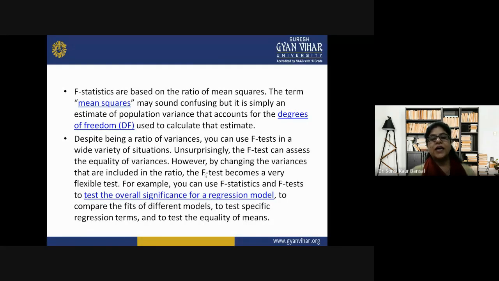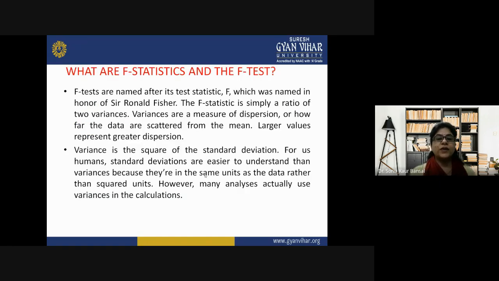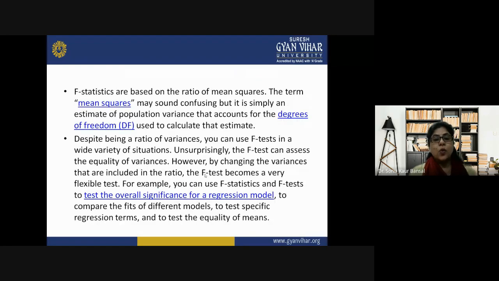Unsurprisingly, the F-test can assess the equality of variances. I again repeat, what is the variance? Variance is the square of the standard deviation, as I explained in my last slide. When we are applying the F statistic, just remember that the F statistic is based on the ratio of mean squares. The term mean squares may sound confusing, but it is simply an estimate of population variance that accounts for the degrees of freedom used to calculate the estimate.